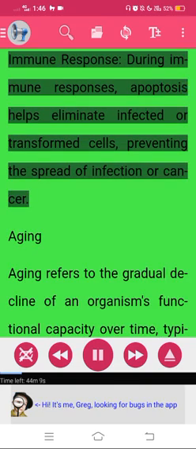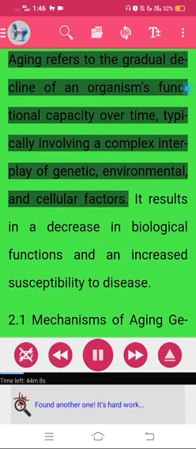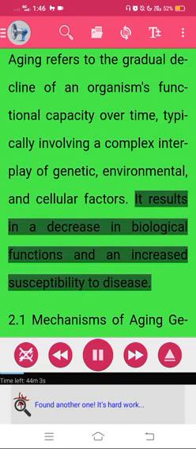Immune response. During immune responses, apoptosis helps eliminate infected or transformed cells, preventing the spread of infection or cancer. Aging. Aging refers to the gradual decline of an organism's functional capacity over time, typically involving a complex interplay of genetic, environmental, and cellular factors. It results in a decrease in biological functions and an increased susceptibility to disease.